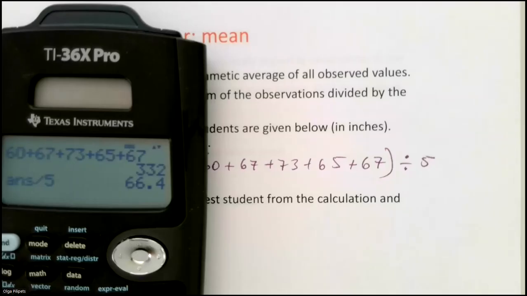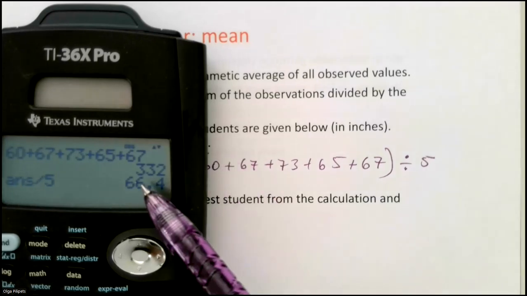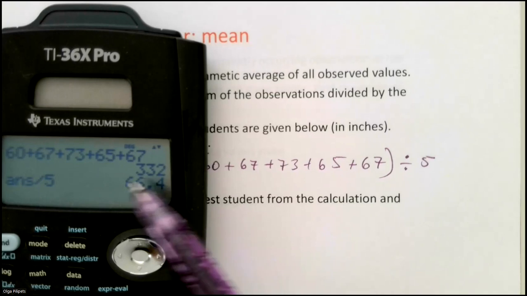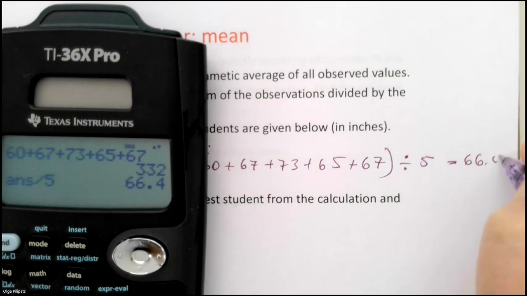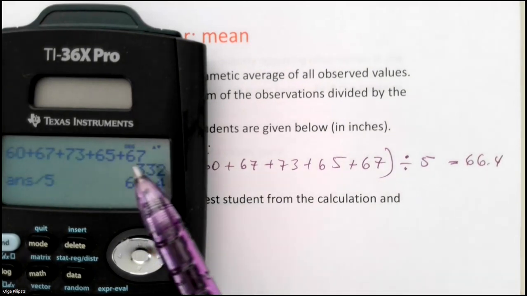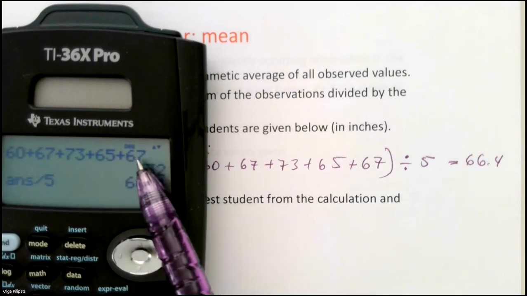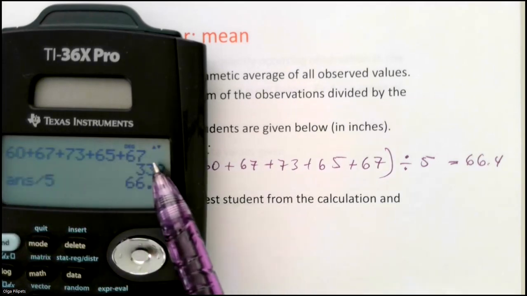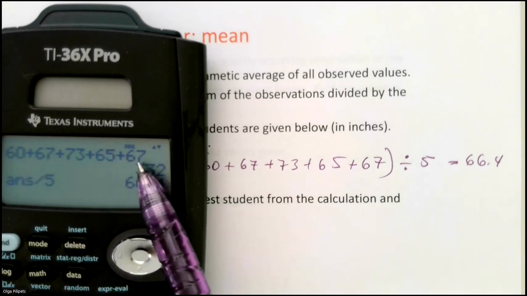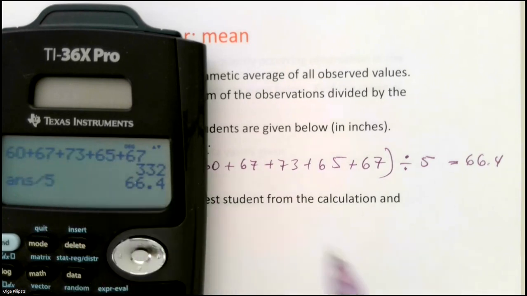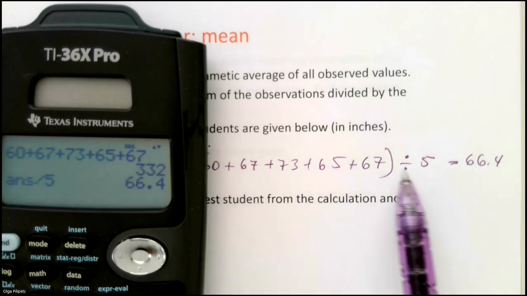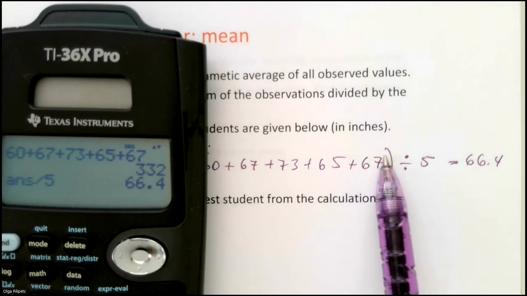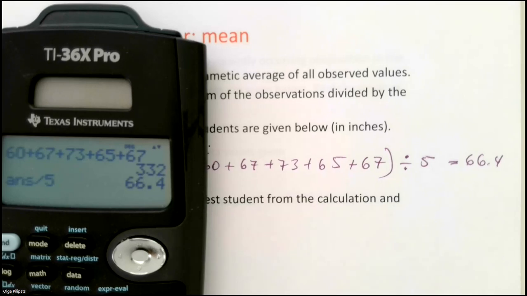Once we put all of those values into a calculator, we get a sum of 332, and divided by 5 is going to give us 66.4. I want to remind you that you have to either push enter once you entered all numbers being added and then divide by 5, or include the sum in parentheses, because if you don't, your calculator will divide only the last number, not the sum. So be careful about that.